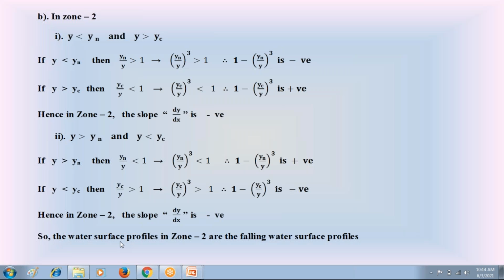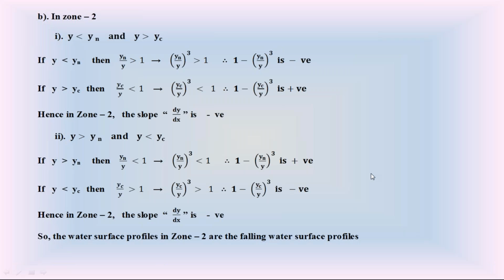Now coming to the calculation of slope dy by dx in zone 3. Please everyone go through that calculation of dy by dx in zone 3. We know that in open channels at zone 3, the depth of flow y is less than the normal depth yn, and also it is less than the critical depth yc. That is zone 3 in open channels. Now go through that zone 3 slope calculation.